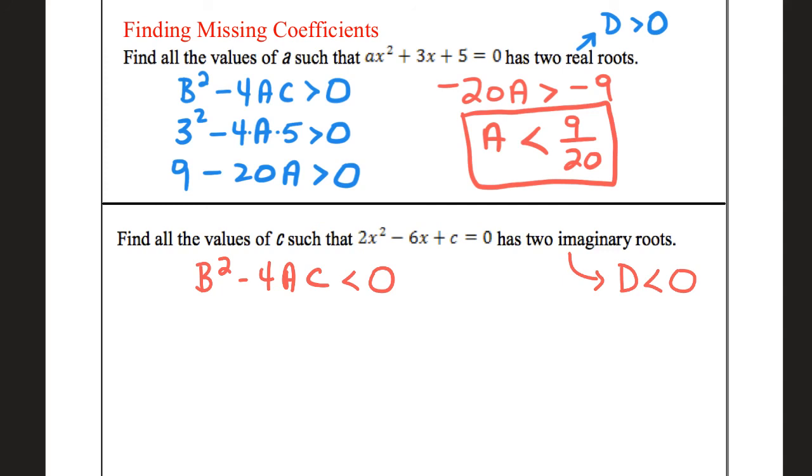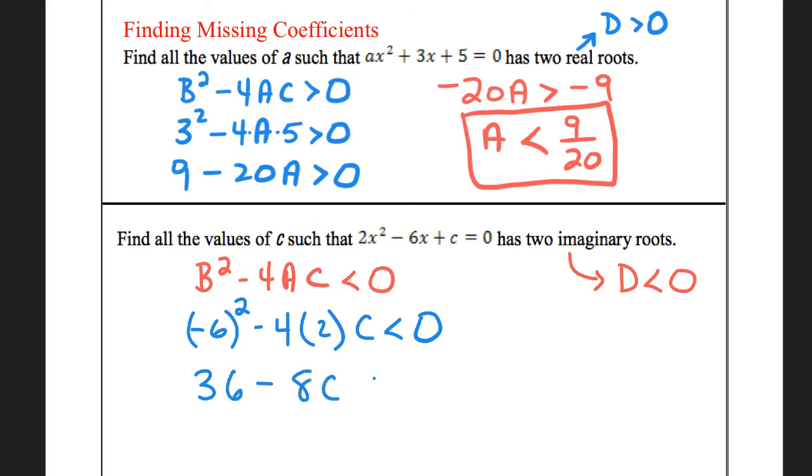I'm going to plug in what I know so far, which is that B is -6. Use parentheses when you square a negative. A I know is 2, and C I do not know. When you don't know the variable, just leave it as that variable. Do my math here: 36 minus 8C. Move the 36 over. Divide by -8.